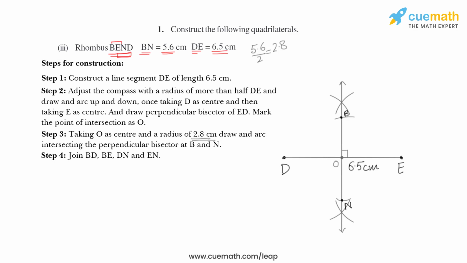Finally, join BD, BE, DN and EN. So this is the rhombus, and mark the lengths also. DE is 6.5, and this is 2.8 centimeters and this is also 2.8 centimeters. So the complete BN will be 5.6. So this is the required rhombus BEND.